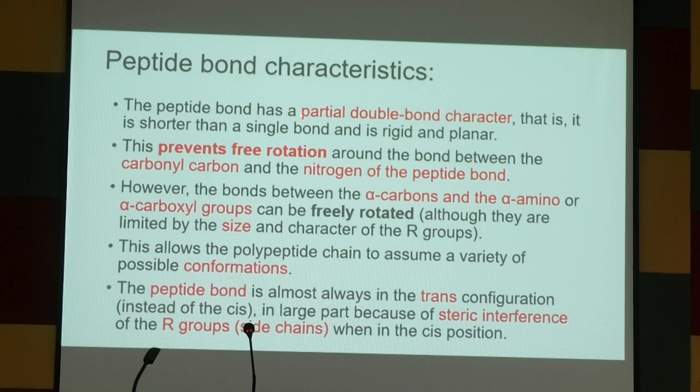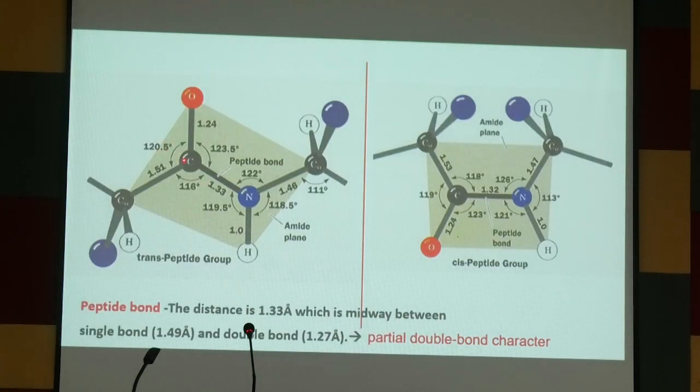The characteristics: they have partial double bond character, and other than the peptide bond, the other bonds can rotate. Here we can see this is the peptide bond. Normally the distance is about 1.33 angstrom. But when a normal single bond is there, the length is higher, and when a normal double bond is there, the length is lower. So this peptide bond is in between the single bond and double bond. That's why it is called partial double bond character.